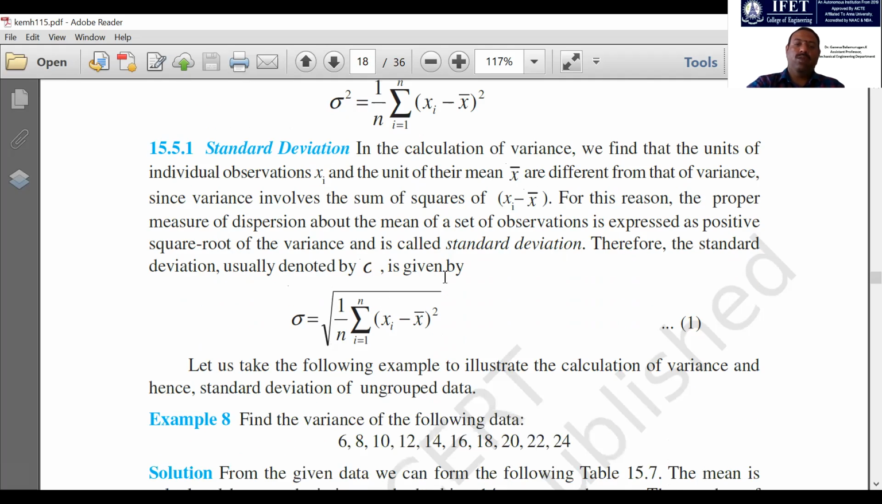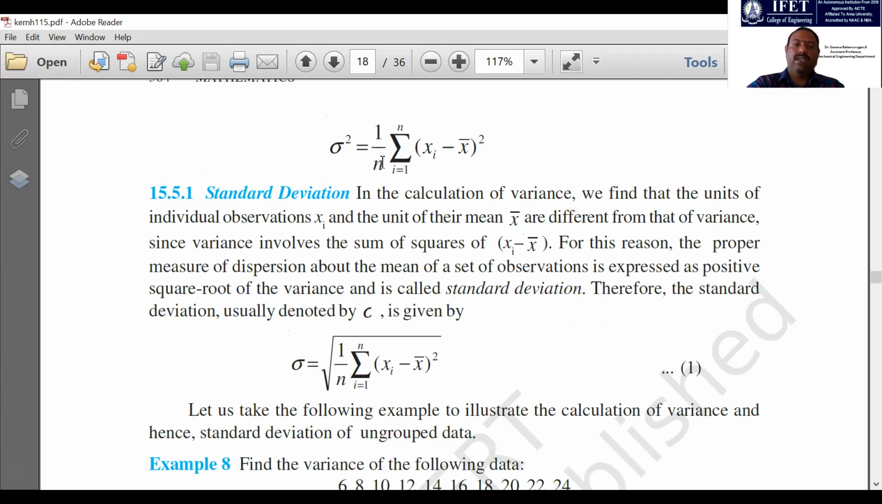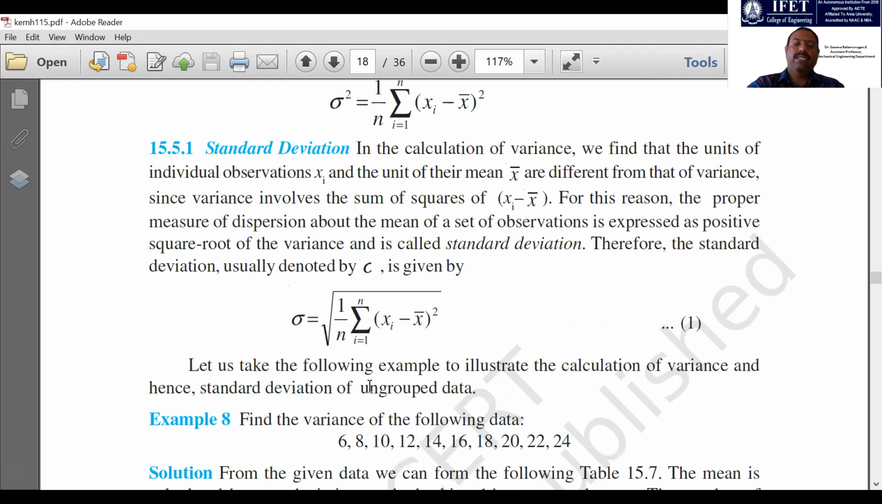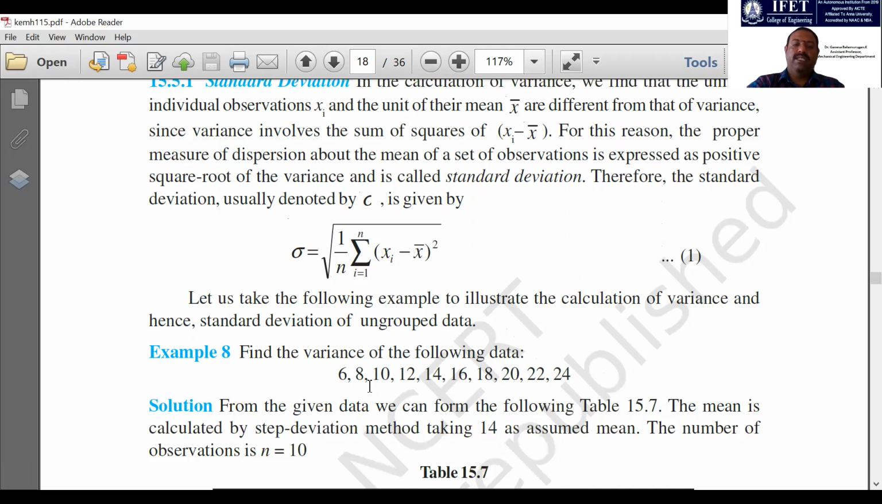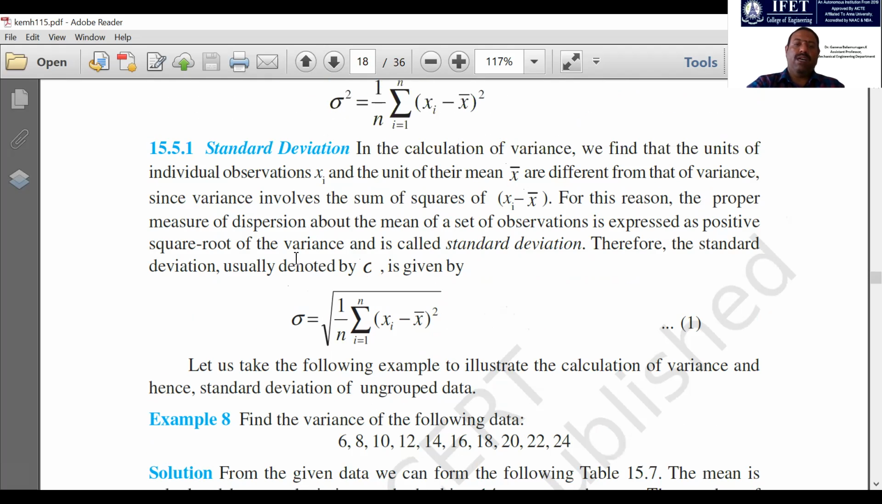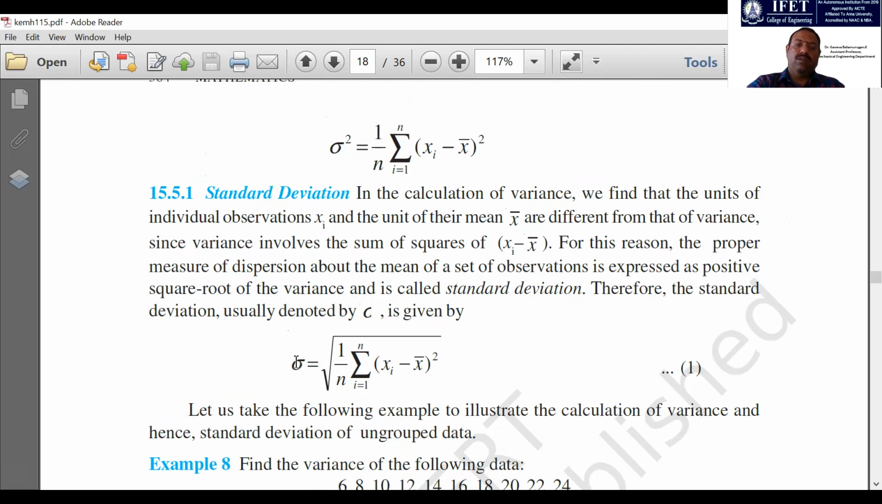Now if you take the square root, whether it is a negative value or positive value, whatever it may be, then you will get the standard deviation, right? So this is the formula for standard deviation. No need to mug up this formula.